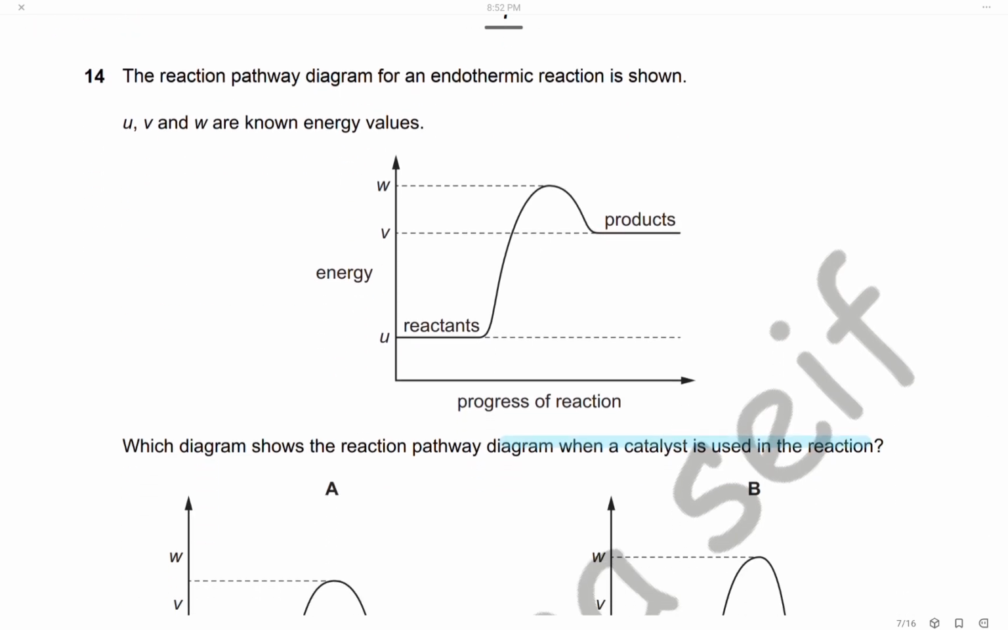Question 14. The reaction pathway diagram for an endothermic reaction is shown. U, V, and W are known energy values. Here, the diagram for an endothermic reaction has the reactant at a lower energy level than the product, and we want to know which diagram shows the reaction pathway when a catalyst is used in a reaction. The catalyst increases the rate of reaction by decreasing the activation energy needed. So in the diagram, we have to choose a lower diagram with a lower activation energy.